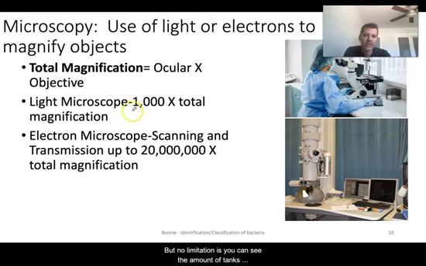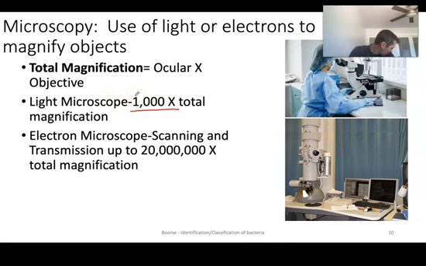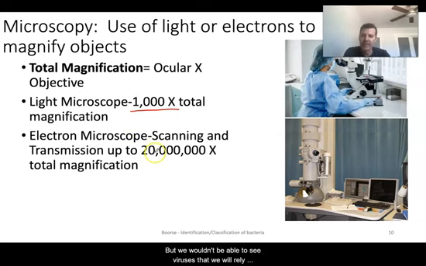But the limitation is the amount of magnification. Our total magnification is 1,000 times our human eye. That's pretty good. It allows us to see the bacteria. It will not allow us to see viruses, though. So most of the microbial groups, the microorganisms, we can see with light microscopes, but we wouldn't be able to see viruses. That would rely upon electron microscopes.